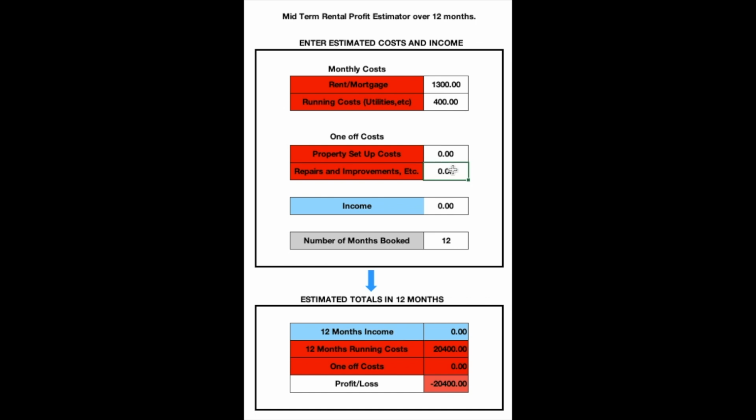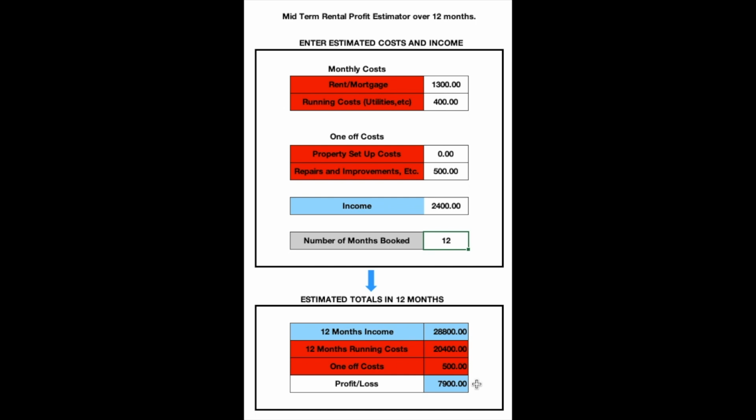I'm going to put a maintenance figure, a one-off for $500, just to cover anything that may happen in the year. And the monthly rent that I think I can get is $2,400 a month. And this is now showing me that if I was to have that property booked for every month in the year, I would make $7,900 profit.